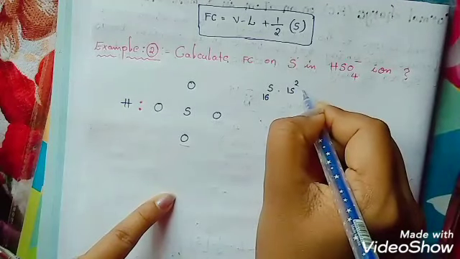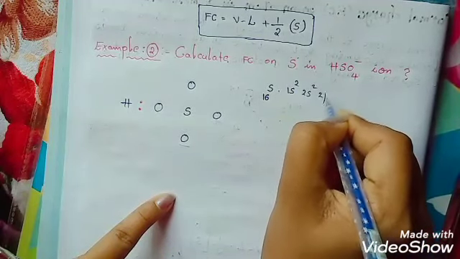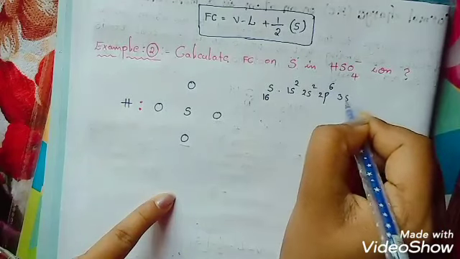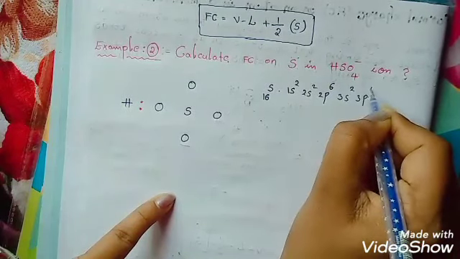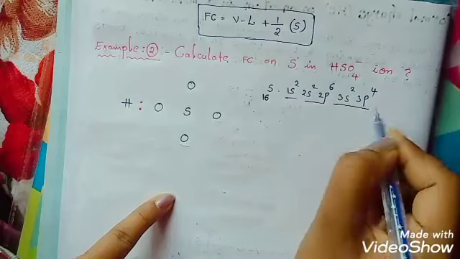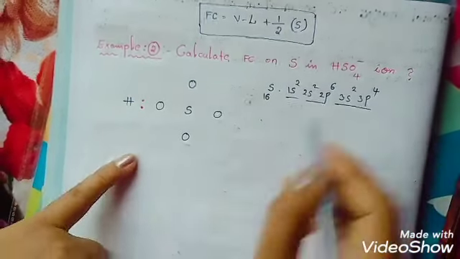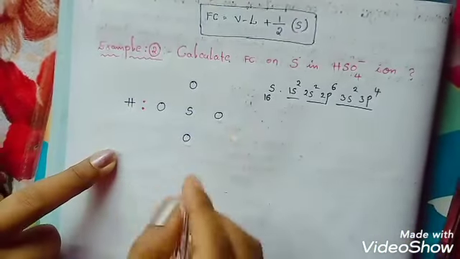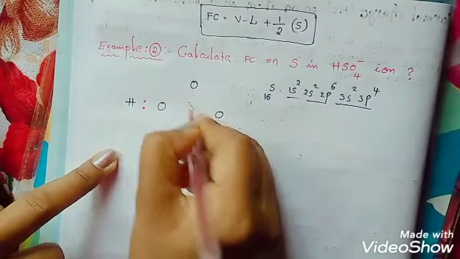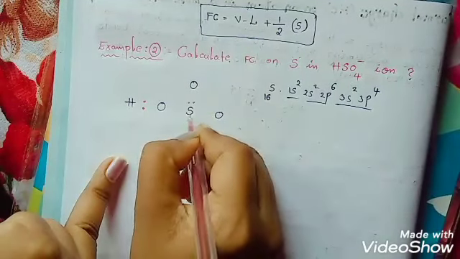The configuration should be 1s2, 2s2, 2p6, 3s2 and 3p4. So the valency electrons are 6 electrons. First we can represent those 6 electrons around the central atom.